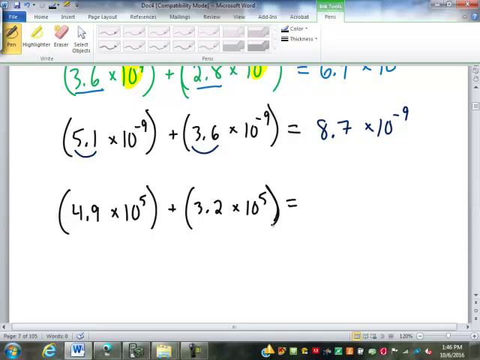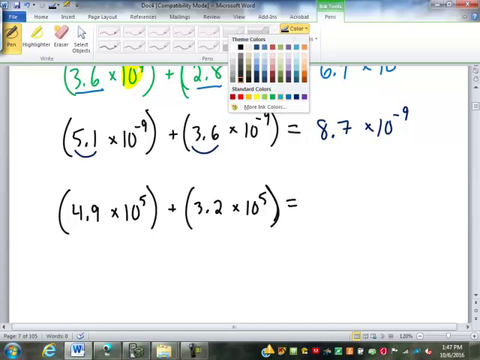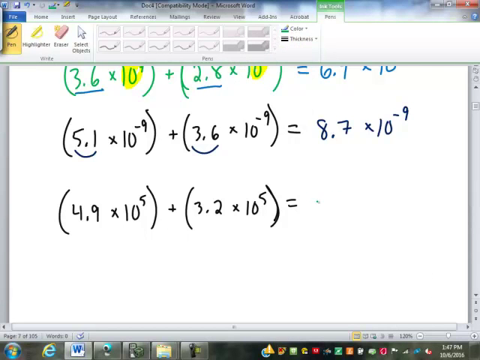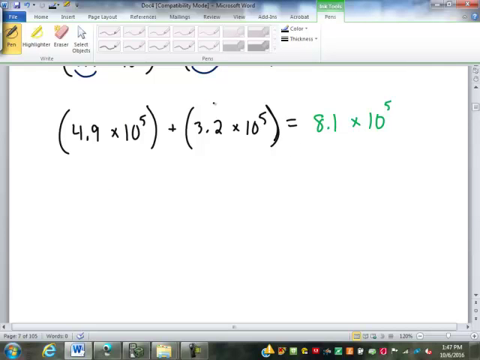So in your notes, do this one quick. So we combine the counts. 4.9 and 3.2 make 8.1 times 10 to the 5th. Good. Doesn't always stay so simple.